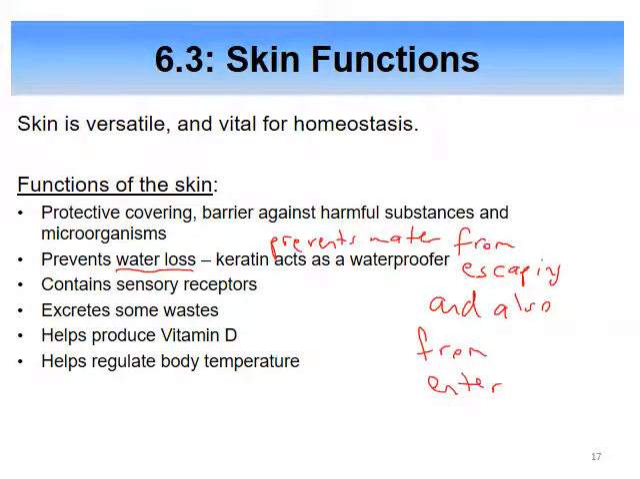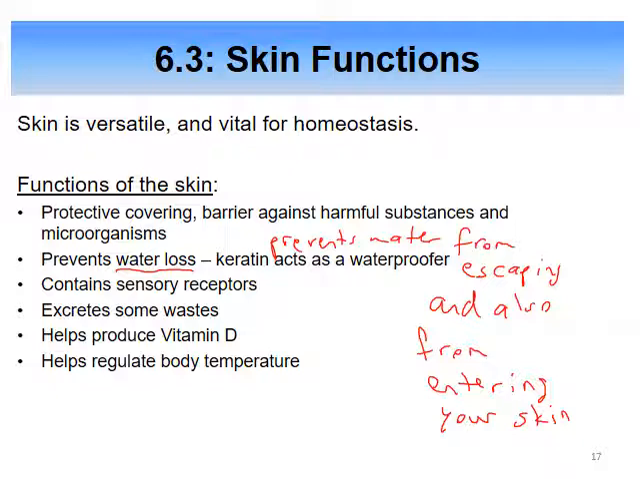So just think, if each time you go swimming or you take a bath, if water was able to come in through your skin and into your body, you would just swell up, right? But your skin prevents that from happening. And your skin is also preventing water from just escaping.